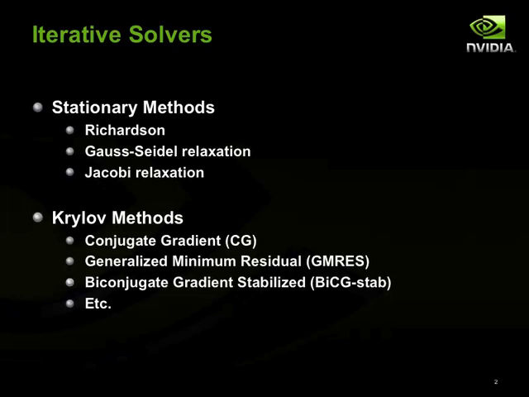And then there's the class of Krylov methods. The most popular ones are things like conjugate gradient, GMRES, BiCGSTAB. And I'll explain how to think about these methods in general and how they can perform.